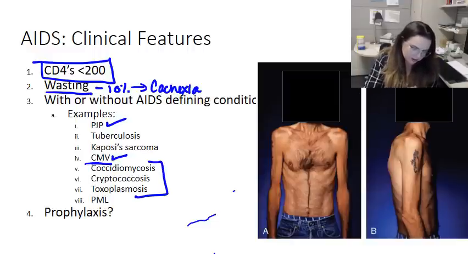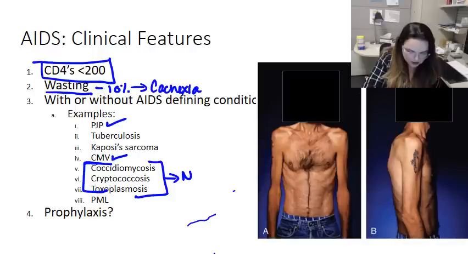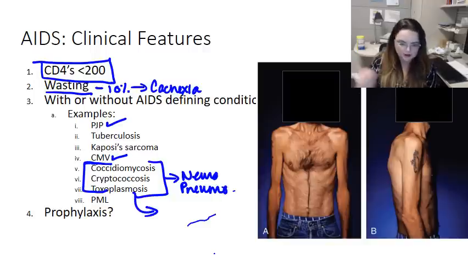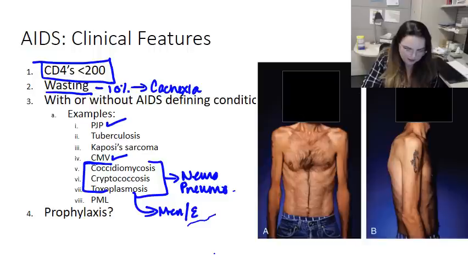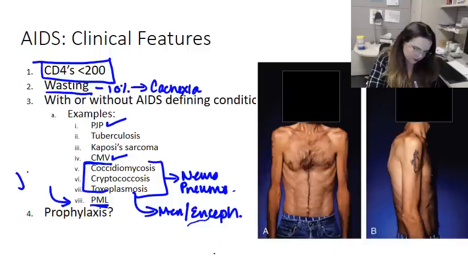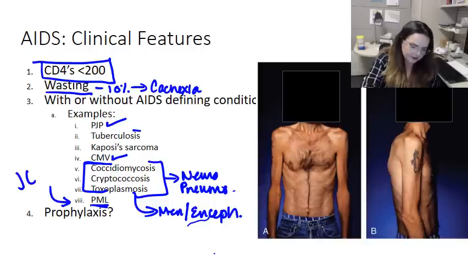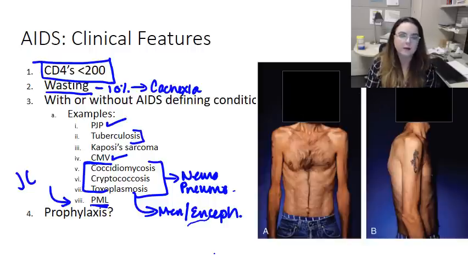Coccidioidomycosis, cryptococcosis, and toxoplasmosis. All of these are significant causes of disease in the HIV population, particularly neurologic disease, but we also see pneumonia with some of them, not so much toxo. Toxo is actually one of the main causes of meningitis and encephalitis in HIV-infected patients. Same with crypto. PML is actually a condition that results from reactivation of the JC virus in patients who have become severely immunosuppressed. Obviously, we always worry about tuberculosis in immunosuppressed patients.